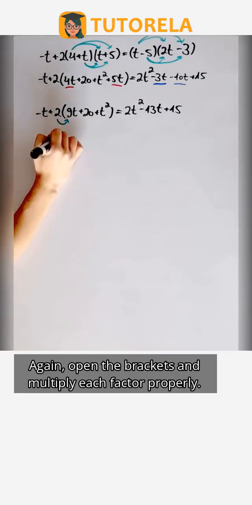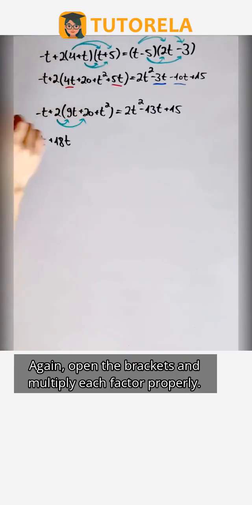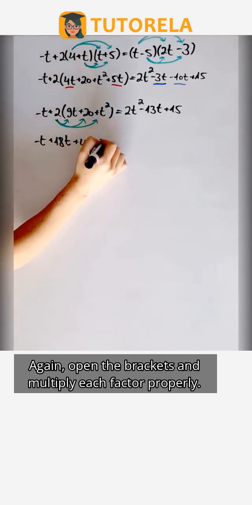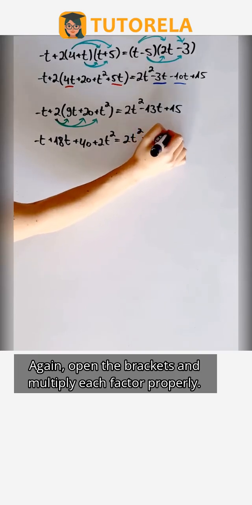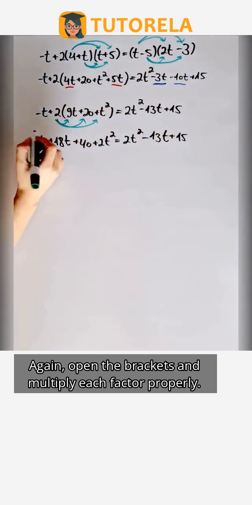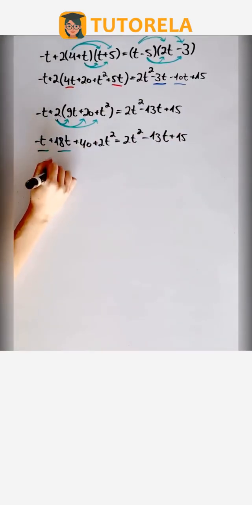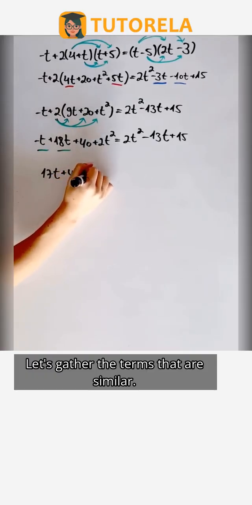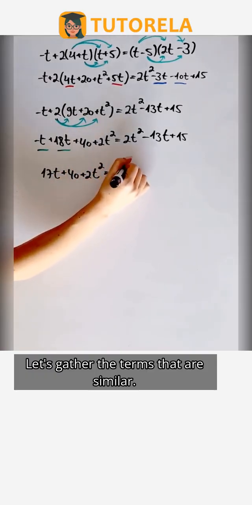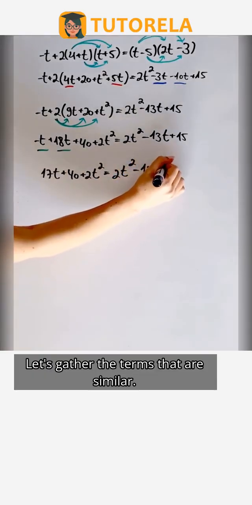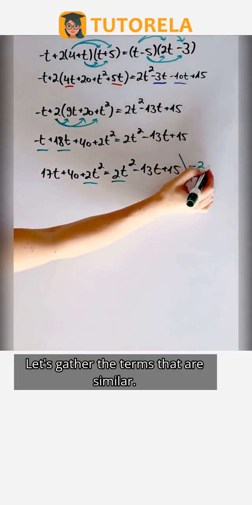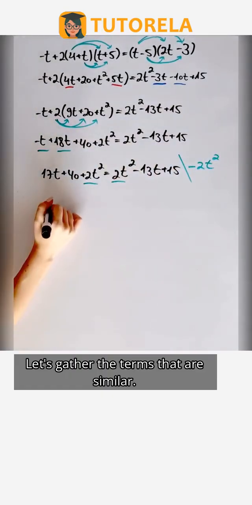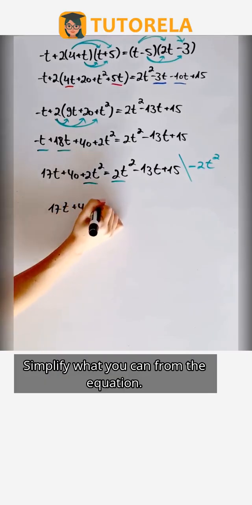Again, open the brackets and multiply each factor properly. Let's gather the terms that are similar. Simplify what you can from the equation.